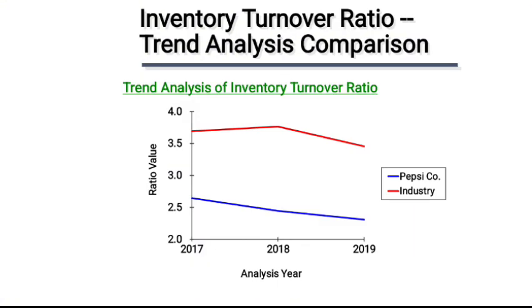Now, trend analysis of the inventory turnover ratio. If we plot it in a graph, like we plotted the ratio values from 2017 to 2019, it's reducing. For the industry you can see it's going upward from 3.5 into 2018, and then a bit down in 2019. But Pepsi is continuously going down. If it is continuously going down, it means the inventory turnover ratio trend is negative, and Pepsi is going downward. It's barely managing its inventory, right?